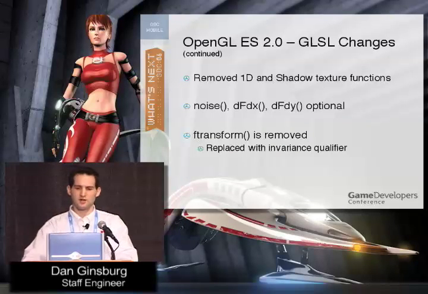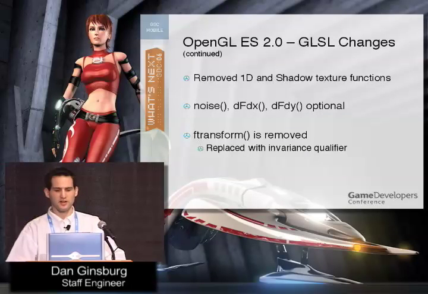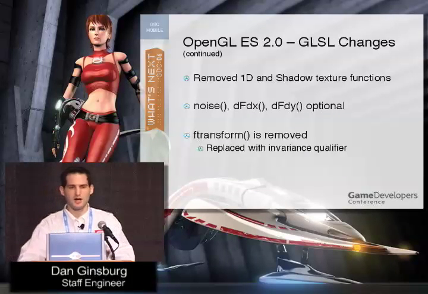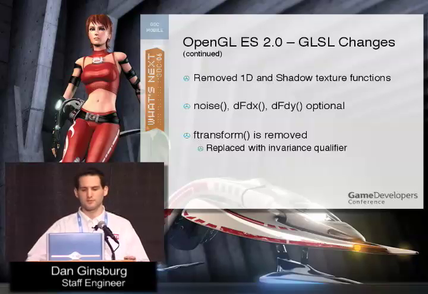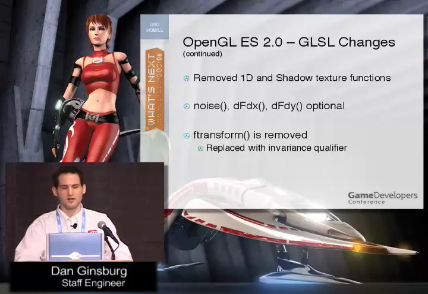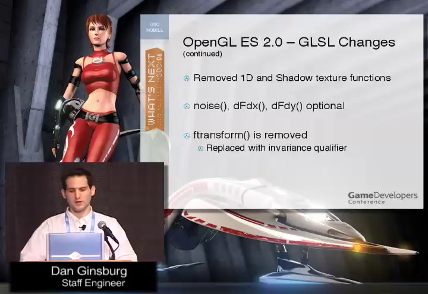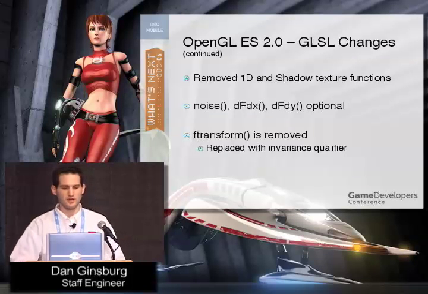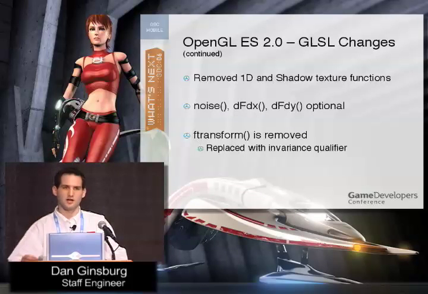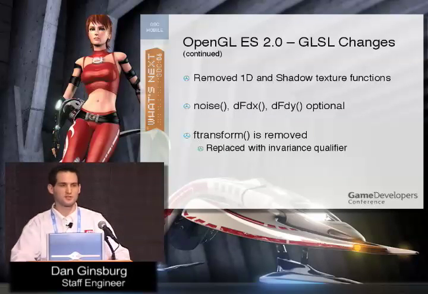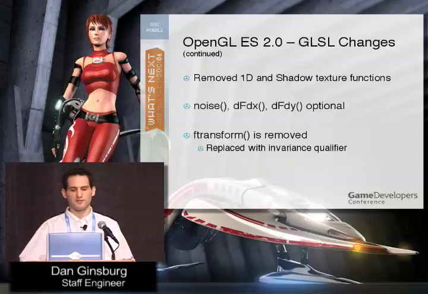Some other things that have changed are that 1D and shadow texture functions have been removed. In addition, some of the more complex operations like noise and derivatives have been made optional. An ES implementation is free to support them, but it doesn't have to. In addition, the F-transform operation was removed. Just for review, for those of you not familiar with it, F-transform is a function that if you call in desktop GLSL will produce a position that is guaranteed to be invariant with the position produced from fixed function processing. Well, since there is no fixed function, it doesn't really make any sense to have F-transform anymore.